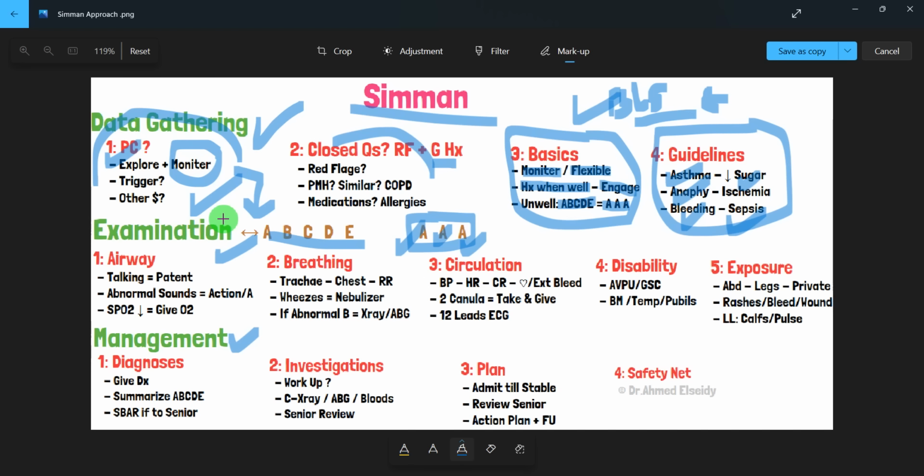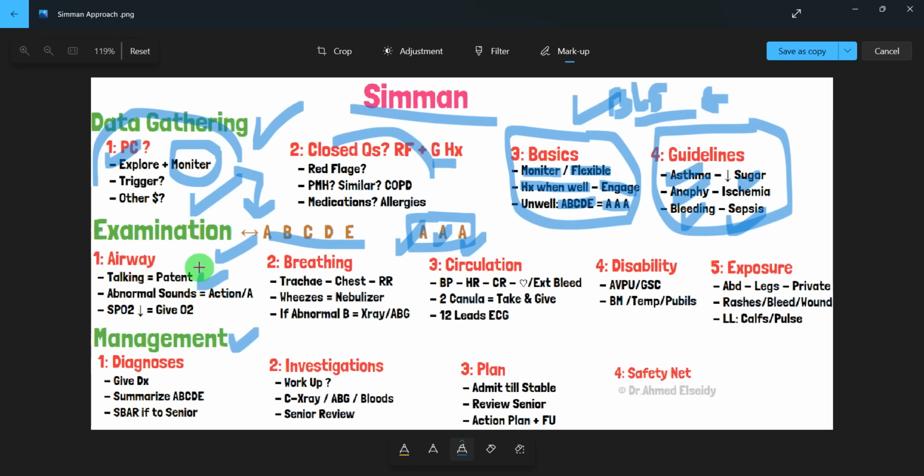If the monitor shows that his vitals are not right, I will start with assessing him. I will start with assessing A. My patient is talking, so I will assume that the airway is patent. You can tell that to the examiner, to the nurse: my patient is talking, so the airway is patent.